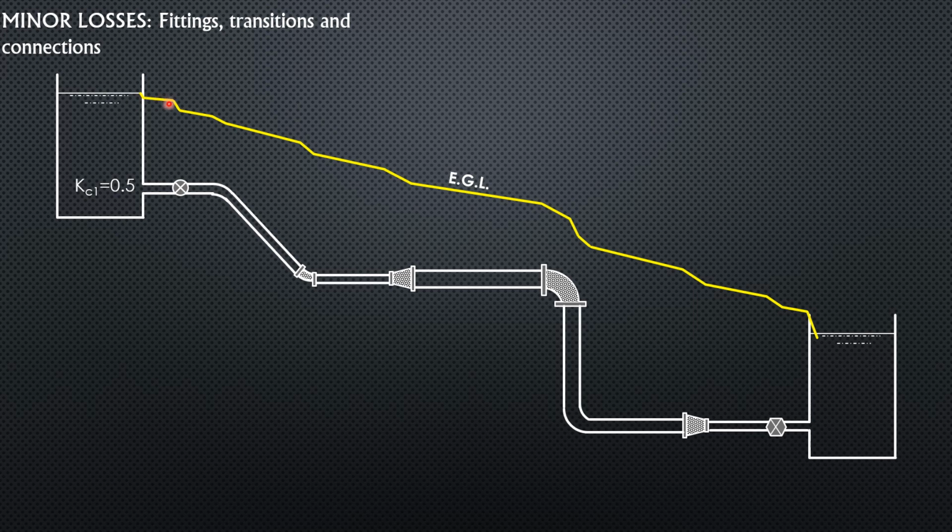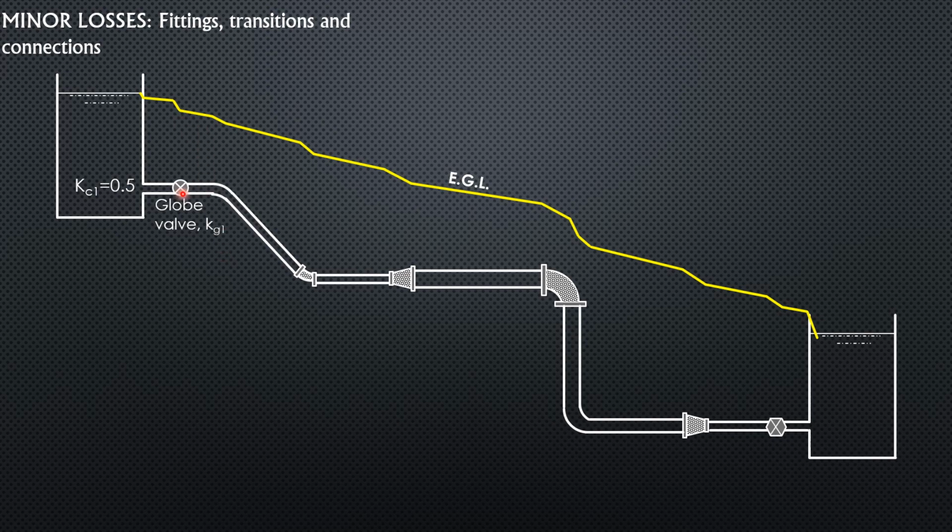So it slopes downward, then it drops again because of the presence of this globe valve, and there is a table for that also. You are not obliged to memorize the table. These loss coefficients for fittings and transitions are ready-made. So in the problem, it will be provided. You are not obliged or forced to memorize those things.